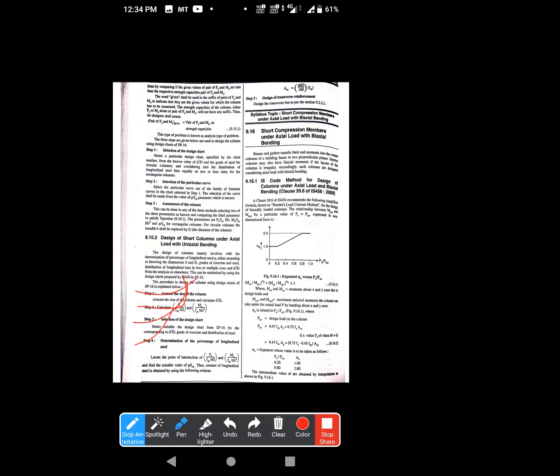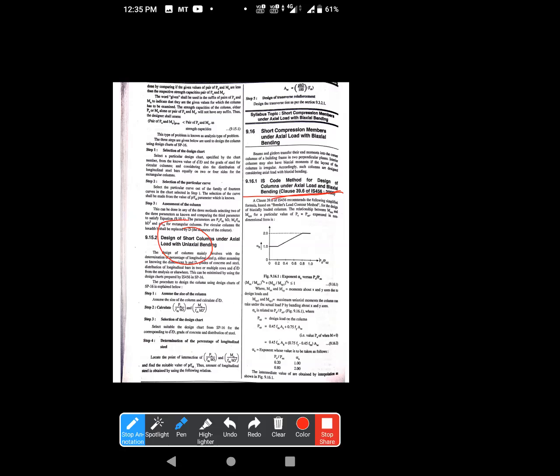Okay, short compression member under axial load with biaxial bending. Now the next topic is you have to design the short compression members under axial load with biaxial bending. First was uniaxial bending, second is biaxial bending. The IS code method for the design of column under axial load and biaxial bending is given in clause number 39.6 of IS 456 2000, and in this clause it recommends the following formula.